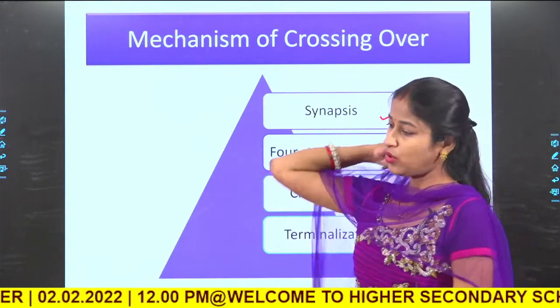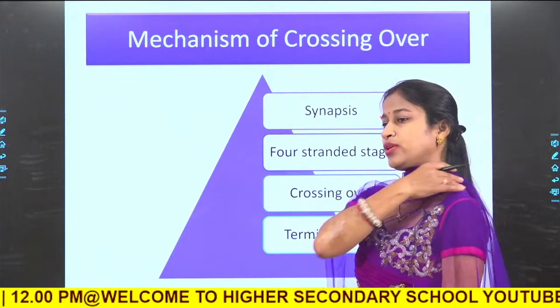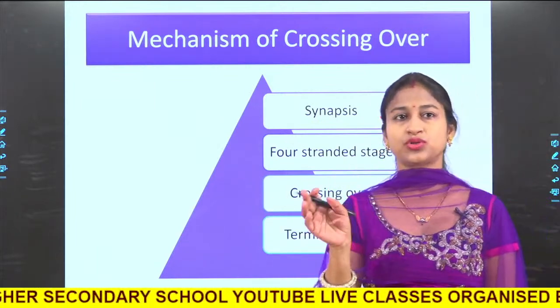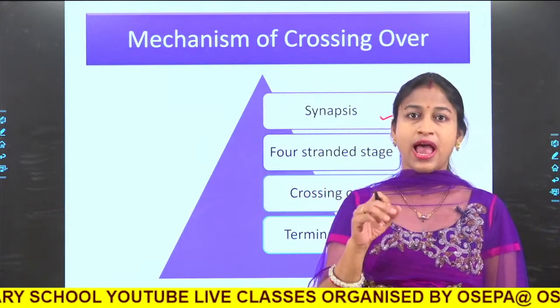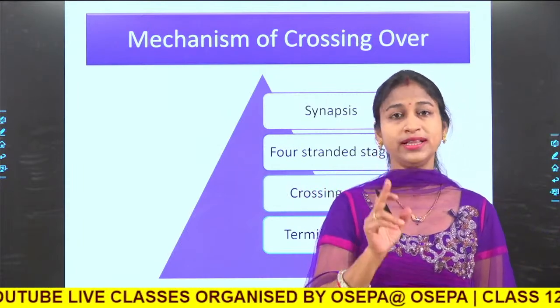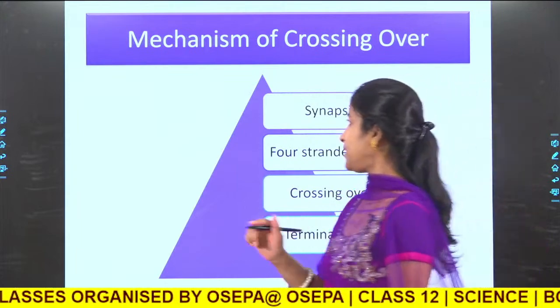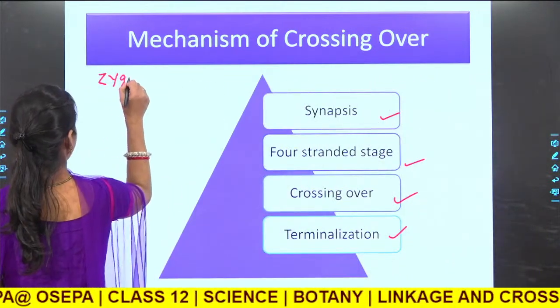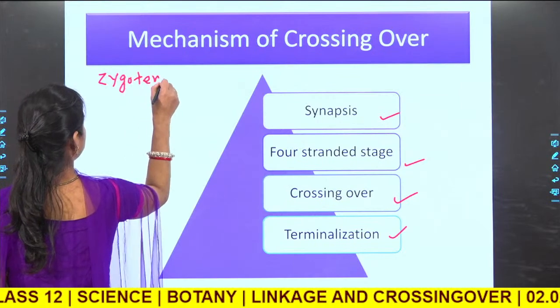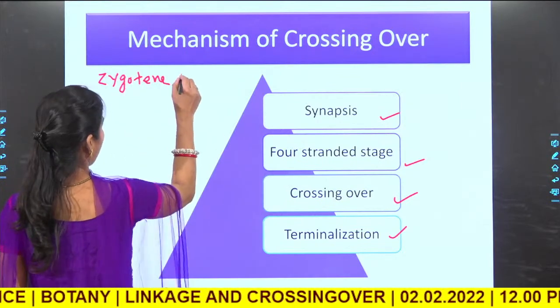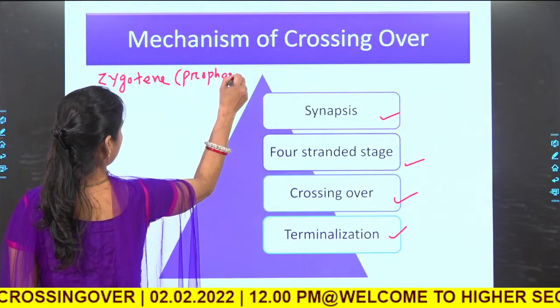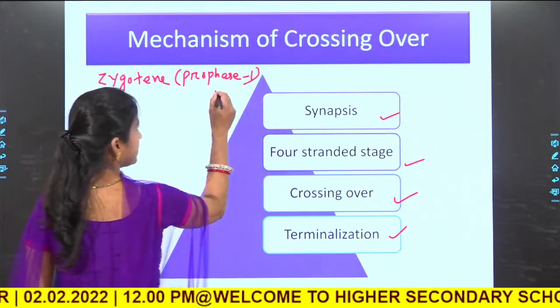In the first, leptotene, you will see the appearance of chromosomes which will come in pairs, and the second phase after leptotene is zygotene. In the phase of zygotene, synapsis occurs. In the zygotene substage, where does it happen? It happens in prophase 1. So the synapsis happens.